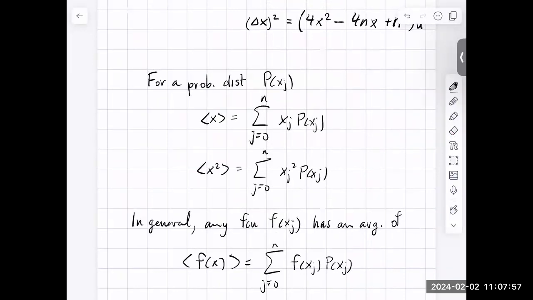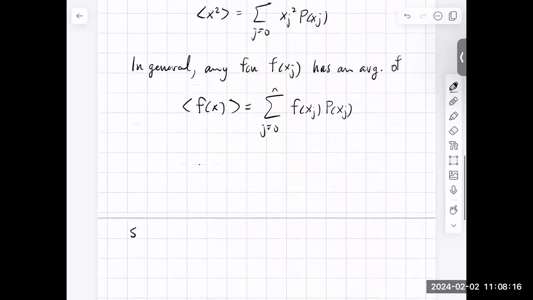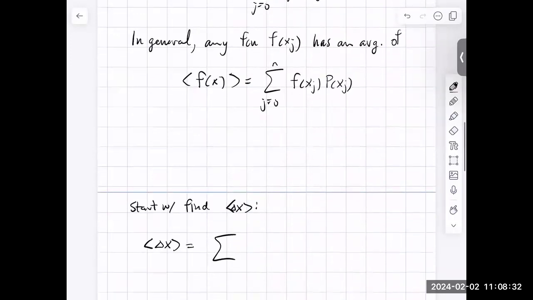So what we'll do is we'll put in our expressions for the displacement delta x and the square of the displacement here and do those calculations. All right. So let's start with an easy one. So let's start with finding the average of delta x. So the average of delta x is going to be equal to, let's see, we're going to have a sum. We'll put the limits of the sum in a second, but we're just going to put delta x and times it by the probability distribution. And for us, our probability distribution is the binomial distribution.